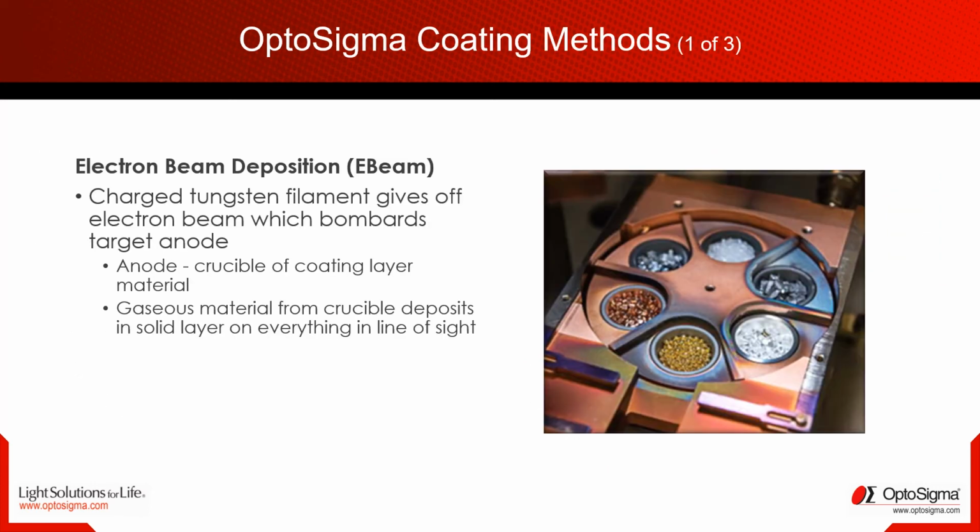OptoSigma utilizes several coating methods at our various facilities. The basic process is electron beam or E-beam deposition, which deposits the coating material on pretty much everything in a line of sight. It goes everywhere.